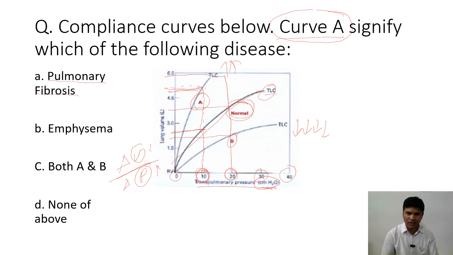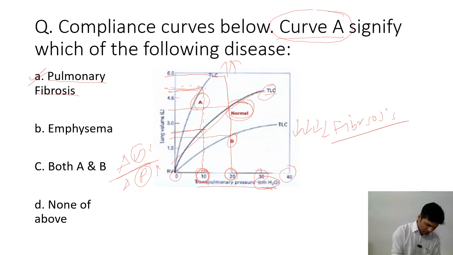What happens in pulmonary fibrosis? The lung tissue or elastic tissue is fibrosed. In that case, it's very difficult to expand. The lung will remain contracted, so you need more and more pressure to inflate the lung. So graph B is actually showing fibrosis. This is the fibrous lung where compliance is decreased. Other conditions like tuberculosis, asbestosis, pneumoconiosis, silicosis, in these conditions compliance is also decreased.